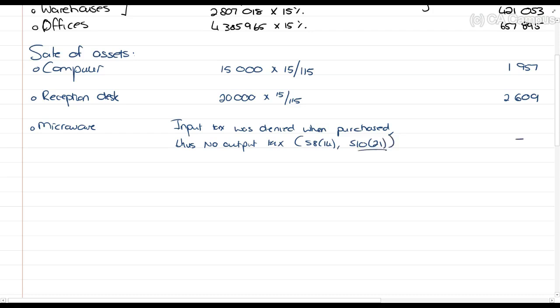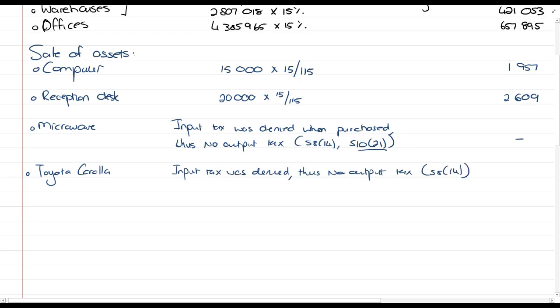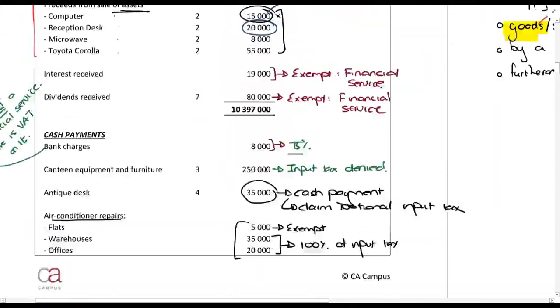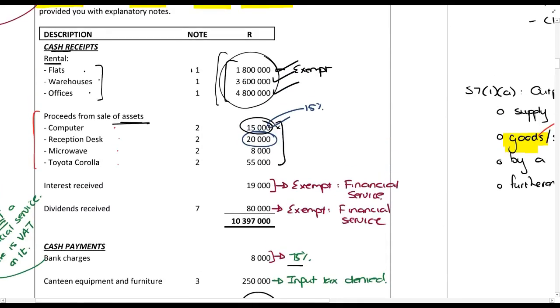Let's say it's null. Then we have the Toyota Corolla. It's basically the same story. Input tax was denied, thus no output tax. And that you will find specifically basically discussed in section 8.14. So that's all our assets done.